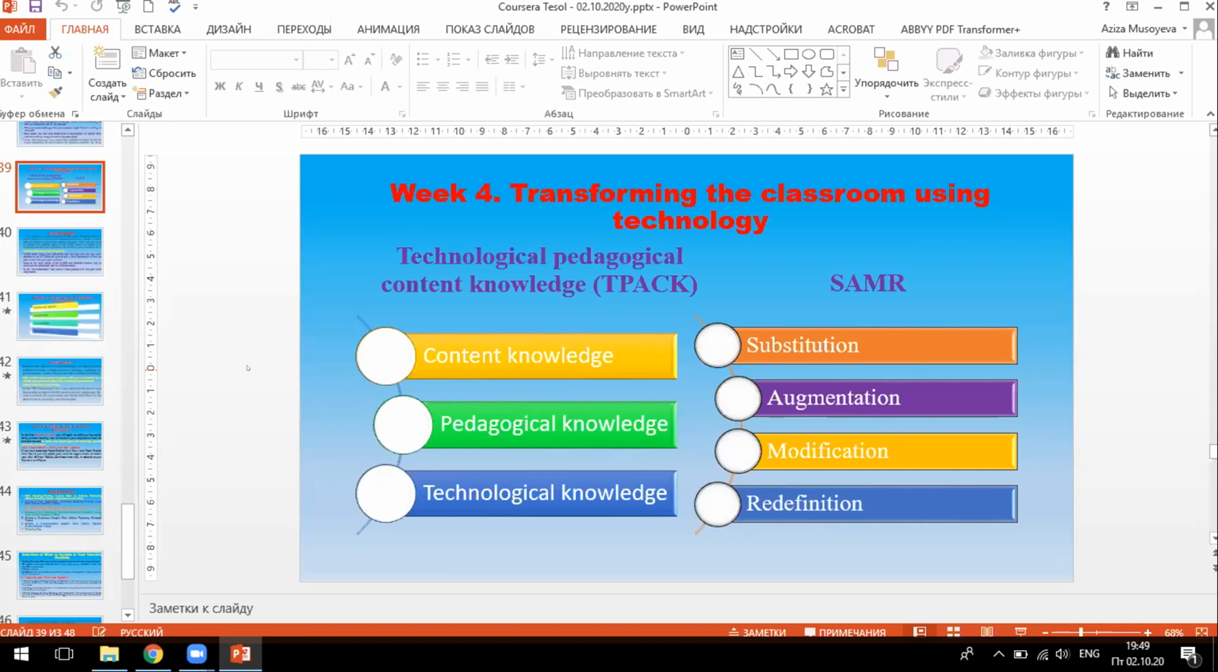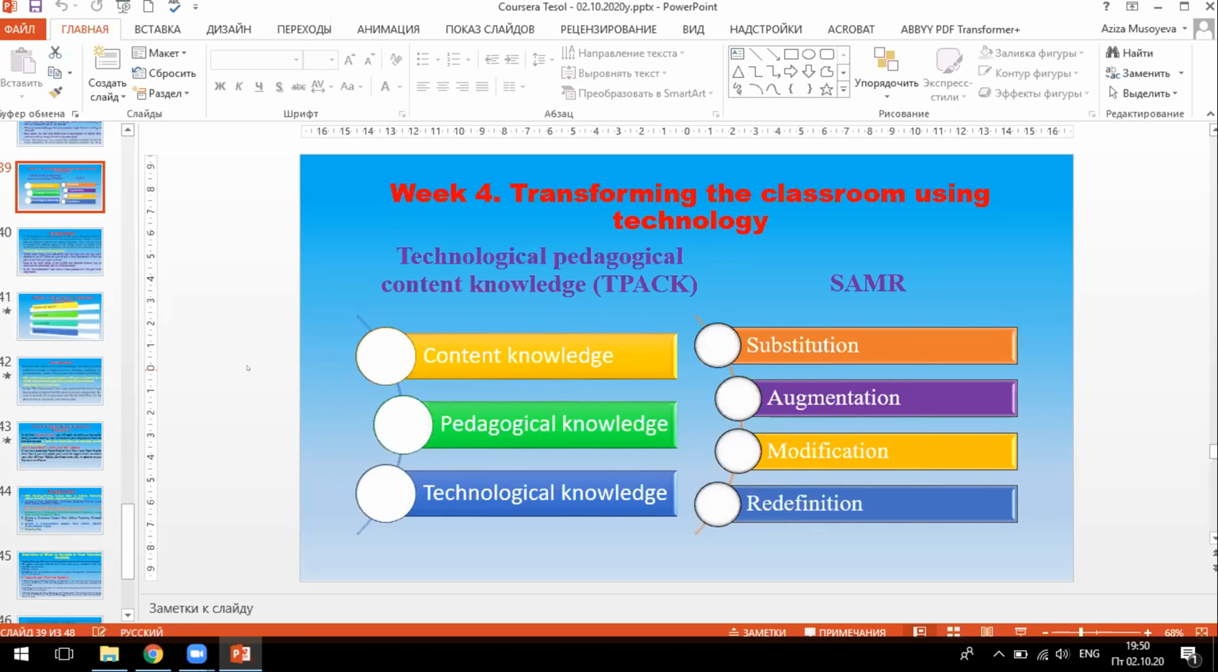How you can bring the technology and connect this content knowledge, pedagogical knowledge, and technological knowledge in bringing new technology into your lesson. And S in SAMR means substitution. Substitution means replacing a traditional learning task. For example, instead of a paper-based textbook, you can give them online textbooks.